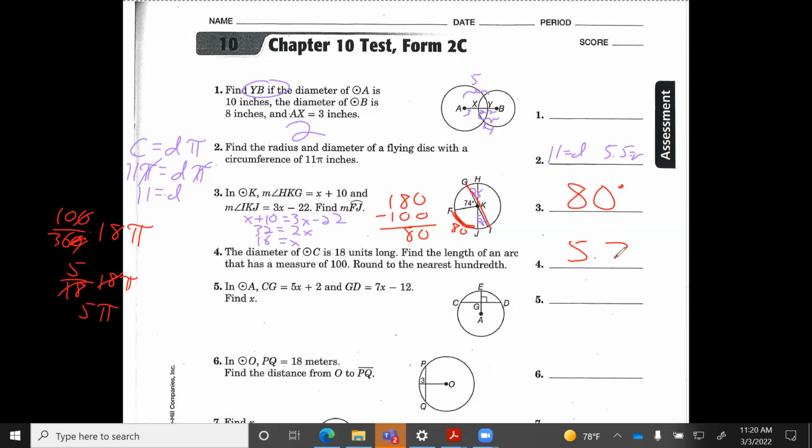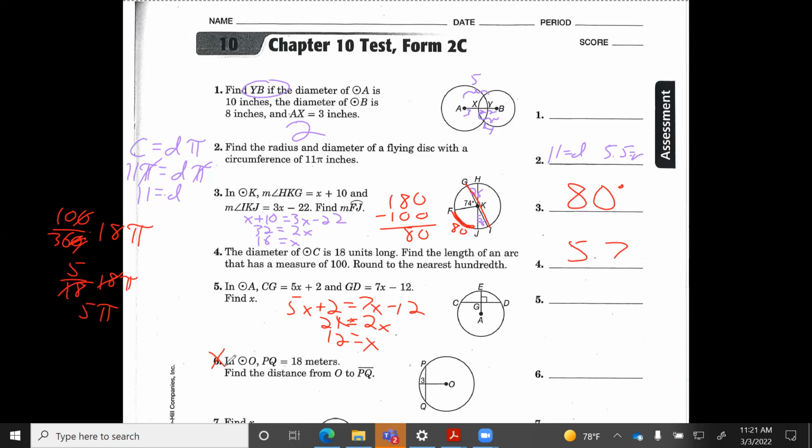Number 5, circle A. They gave us a couple of measurements here. These two, again, it's being bisected, so those should be equal to each other. Subtract the 5x, you get 2x. Add the 12 to the other side, that's 24. Divide by 2, that is 12 for x. That's our answer.